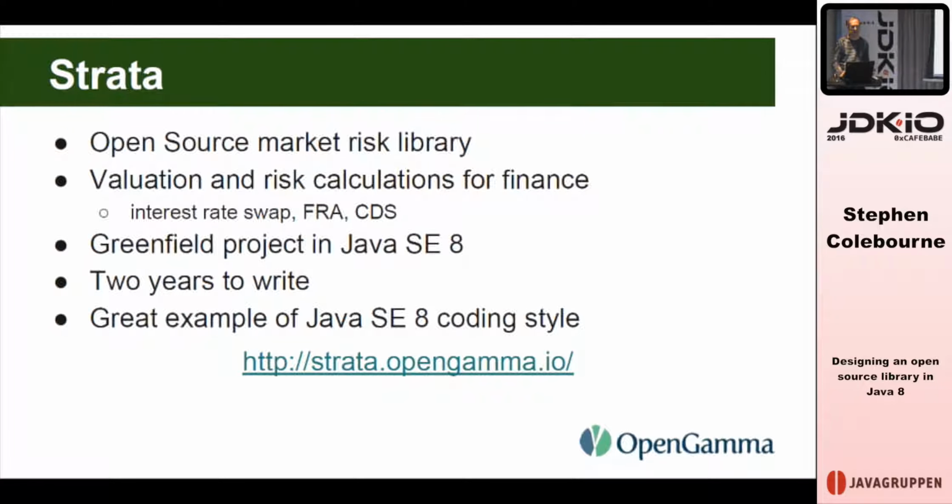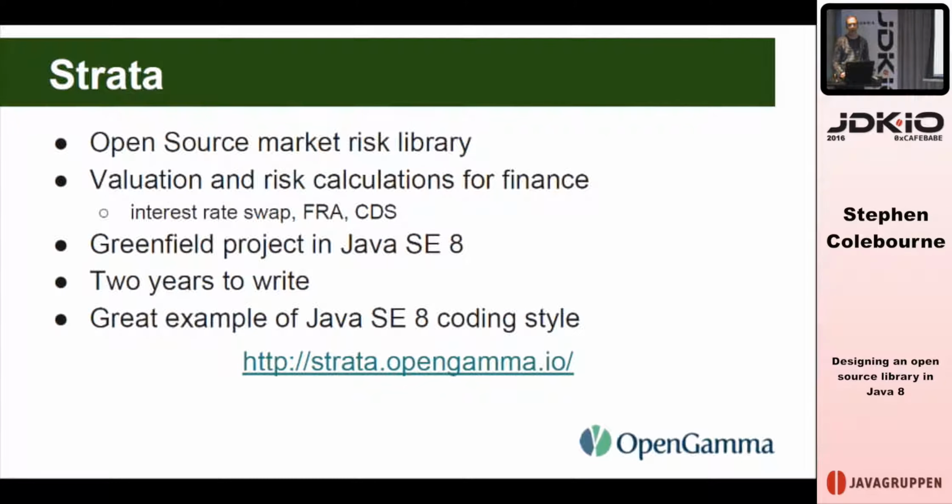Basically, the goal is that it provides valuation and risk calculations for those financial instruments you may have heard of on the television, things like interest rate swaps, FRAs, credit default swaps, and other similar instruments that maybe crashed the world. It was a greenfield project in Java 8, in effect. Although there was code that did similar stuff before, the reality is that Strata was rewritten from scratch, so it adopts Java 8 style all the way through.